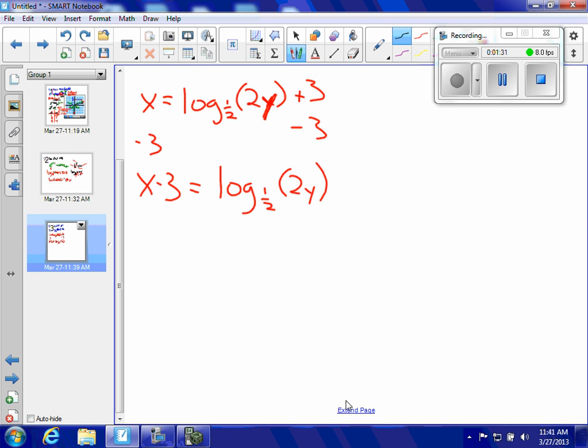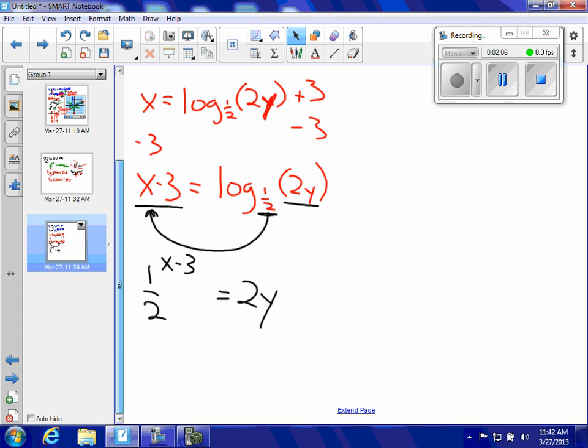And the way I free something from a logarithmic function is I exponentiate it. So I'm going to exponentiate it by taking this 1/2, which I know is the base, and moving it over here. So I'm going to have 1/2 to the x minus 3 power, because remember, x minus 3 is the exponent on base 1/2 that gives us the answer 2y. So I have 1/2 to the x minus 3 is equal to 2y.